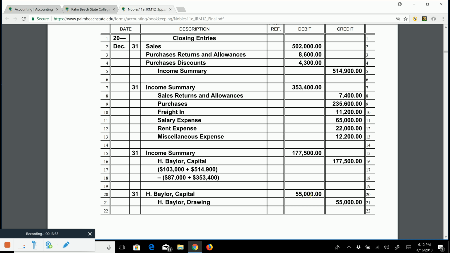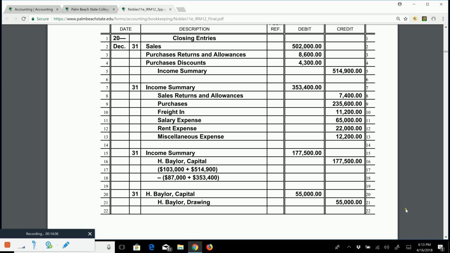These are your typical four closing entries. You close your sales out to income summary, you close your expenses out to income summary, you close your income summary account out to capital, and then you close your drawing account out to capital. Your four journal entries for the closing process.